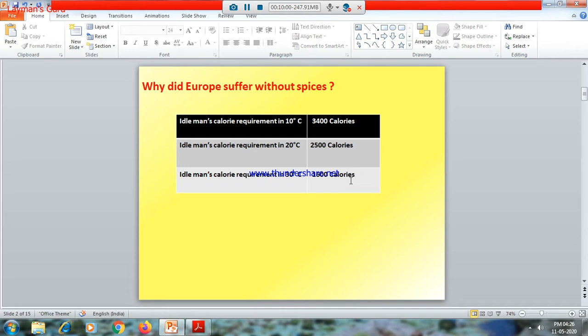Right, like that, the body that is in the colder condition needs more calories to maintain the body temperature. That is what this picture says. When the man is at 10 degrees Celsius, he needs to eat 3,400 calories. A man at 30 degrees Celsius, when both men are just lying in bed not doing any work, requires just 1,600 calories. This is more than double, isn't it?